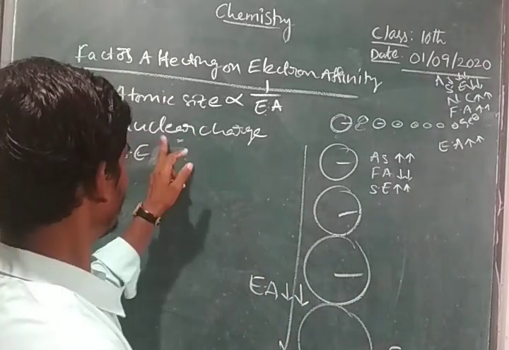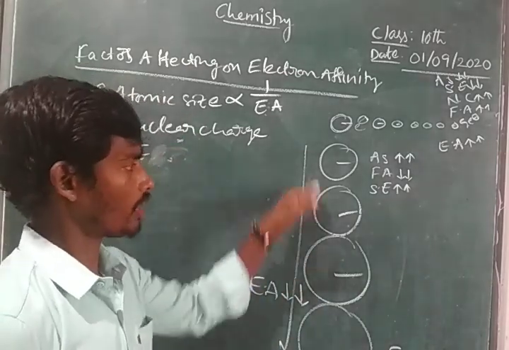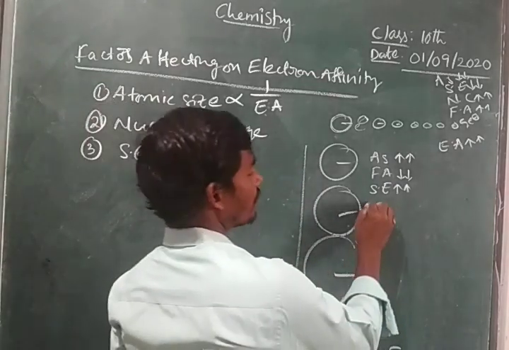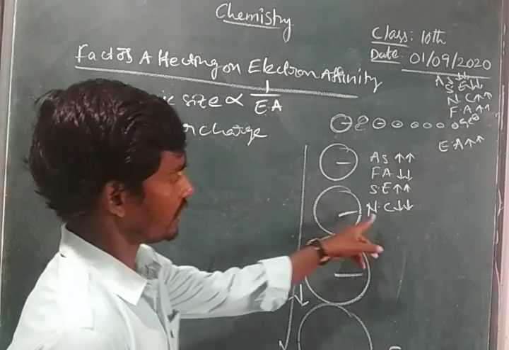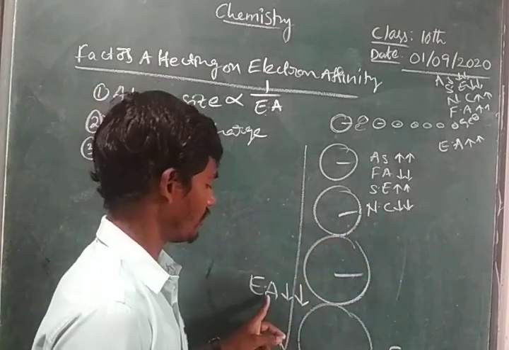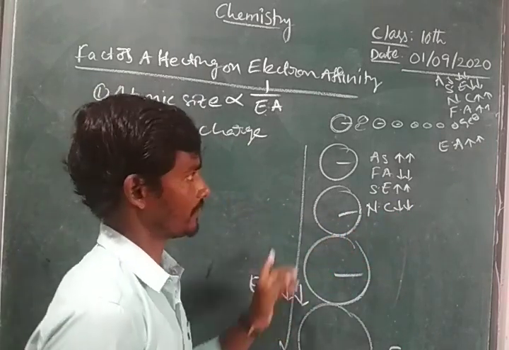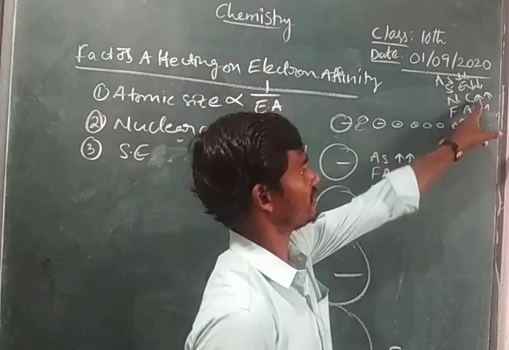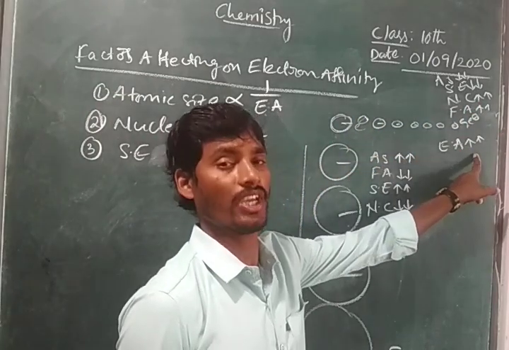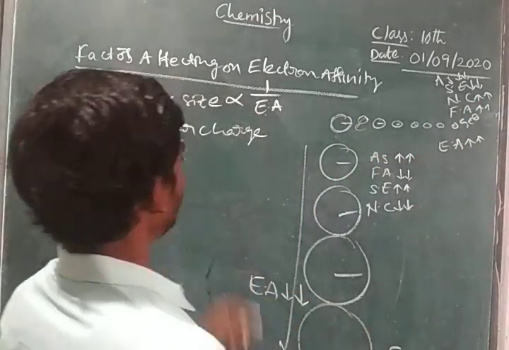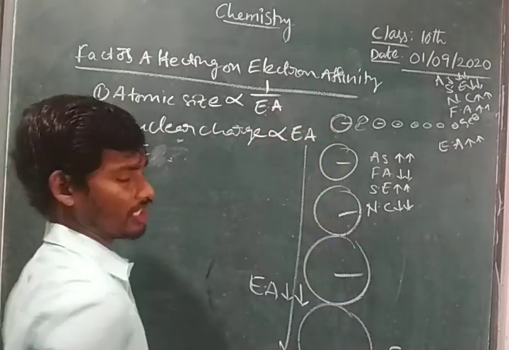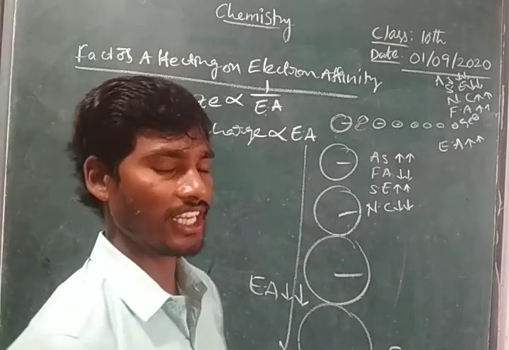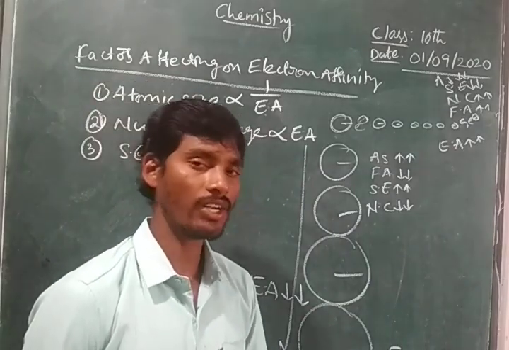Now nuclear charge. From top to bottom in groups, the nuclear charge effect decreases, so electron affinity also decreases. When the nuclear charge increases, electron affinity also increases. That's why nuclear charge is directly proportional to electron affinity.